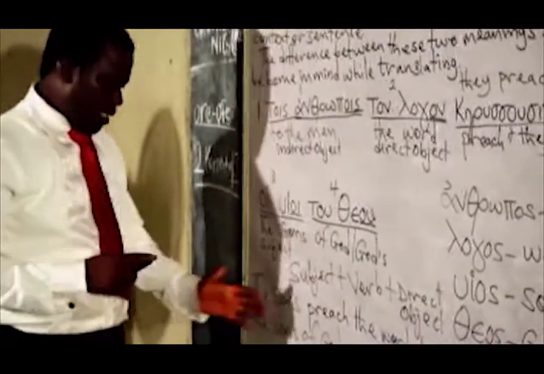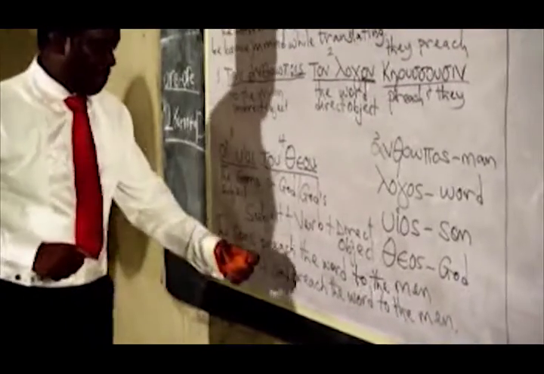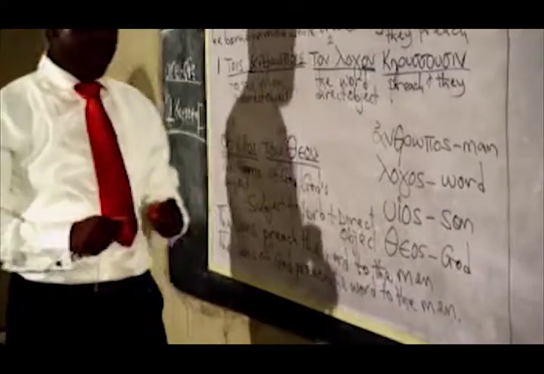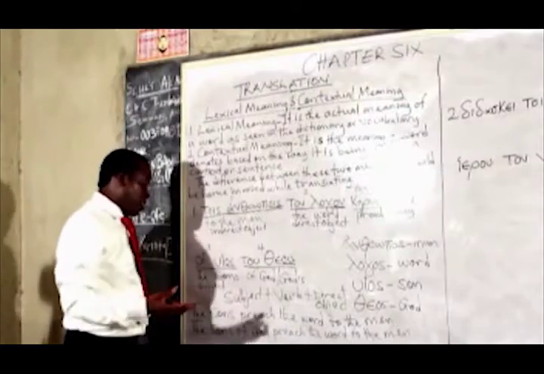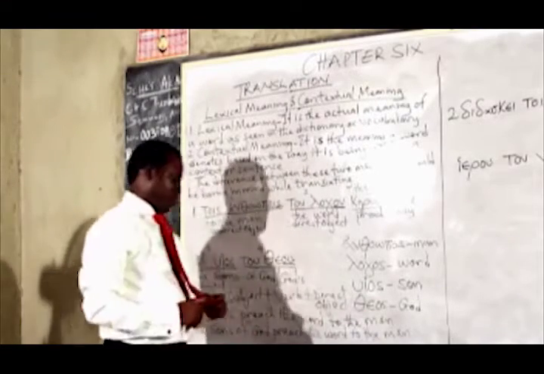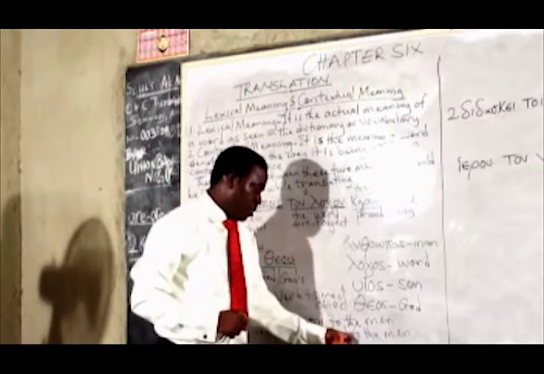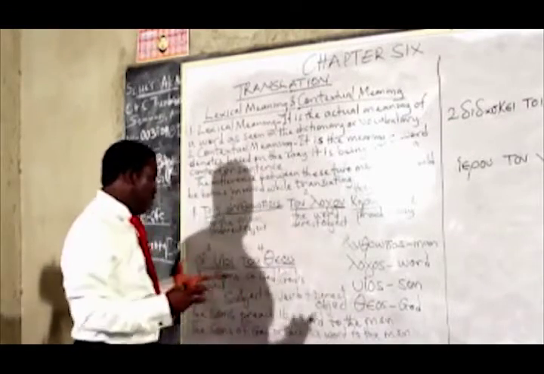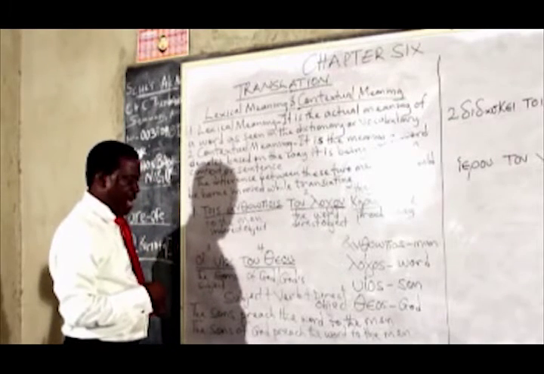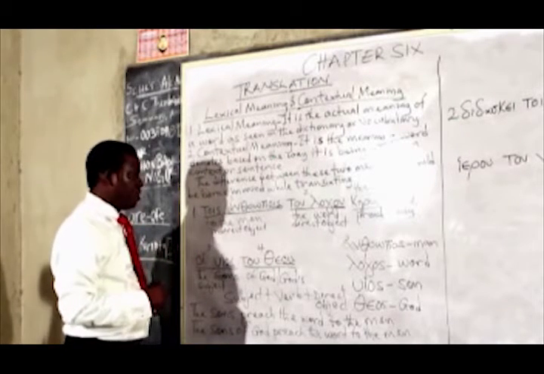Now, let's take a look at this sentence. What we have is the sons of God preach the word to the men. We can as well translate it to be the sons preach the word of God to the men. We can as well translate it to be the sons preach the word to the men of God. If you look at the textbook, these three possible translations are presented. So use this to practice on your own.